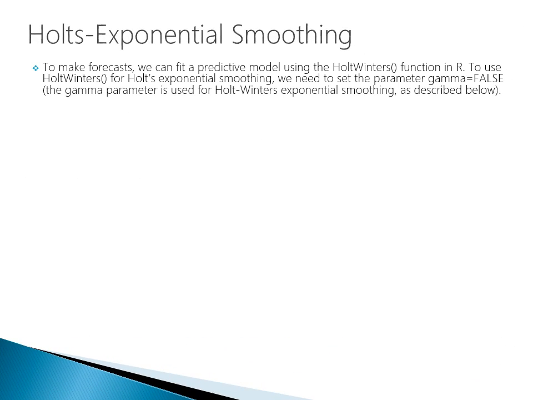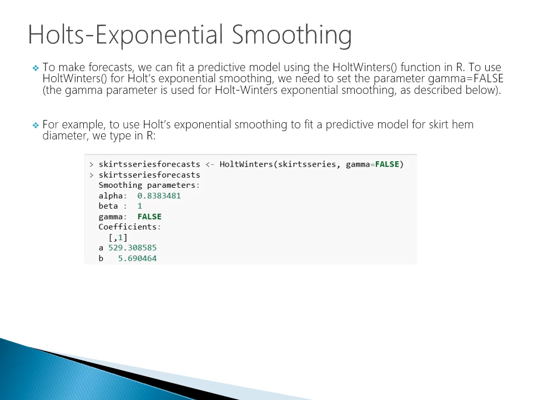To make forecasts, we can fit a predictive model using the HoltWinters function in R. To use HoltWinters for Holt's exponential smoothing, we need to set the parameter gamma equals FALSE. The gamma parameter is used for Holt-Winters exponential smoothing as described below. For example, to use Holt's exponential smoothing to fit a predictive model for the skirt hem diameter, we type in HoltWinters of our skirts series and then specify gamma equals FALSE.